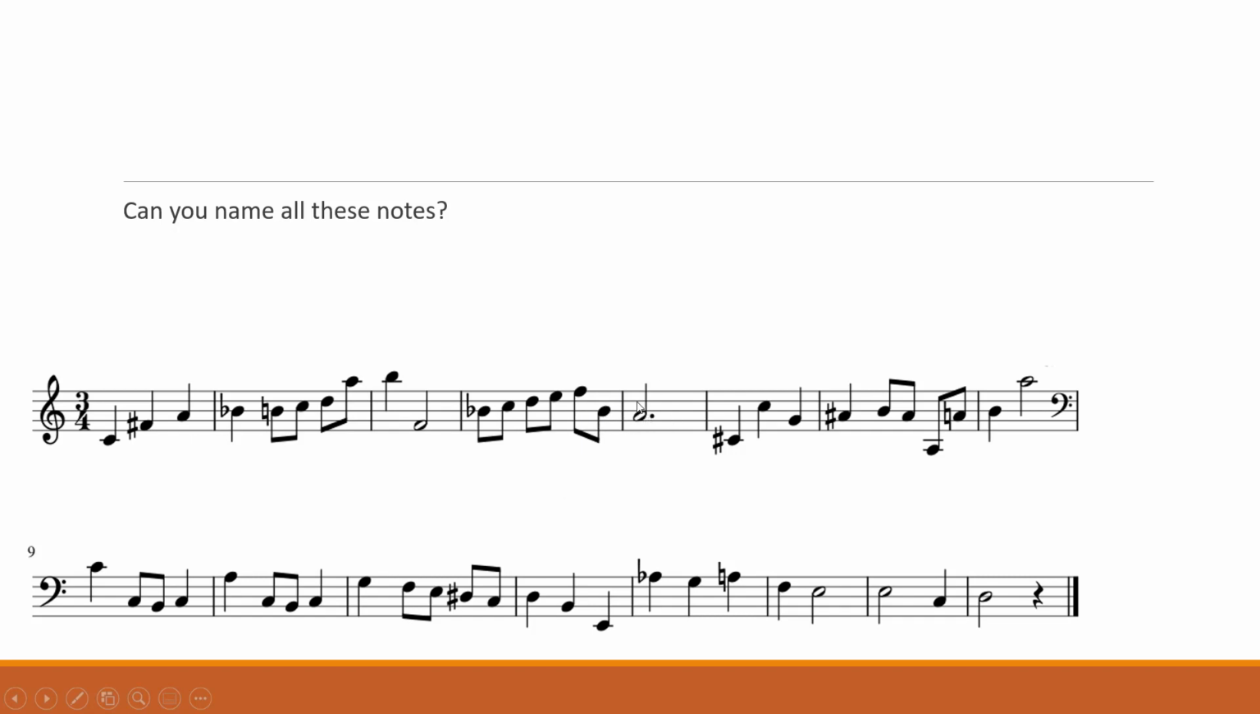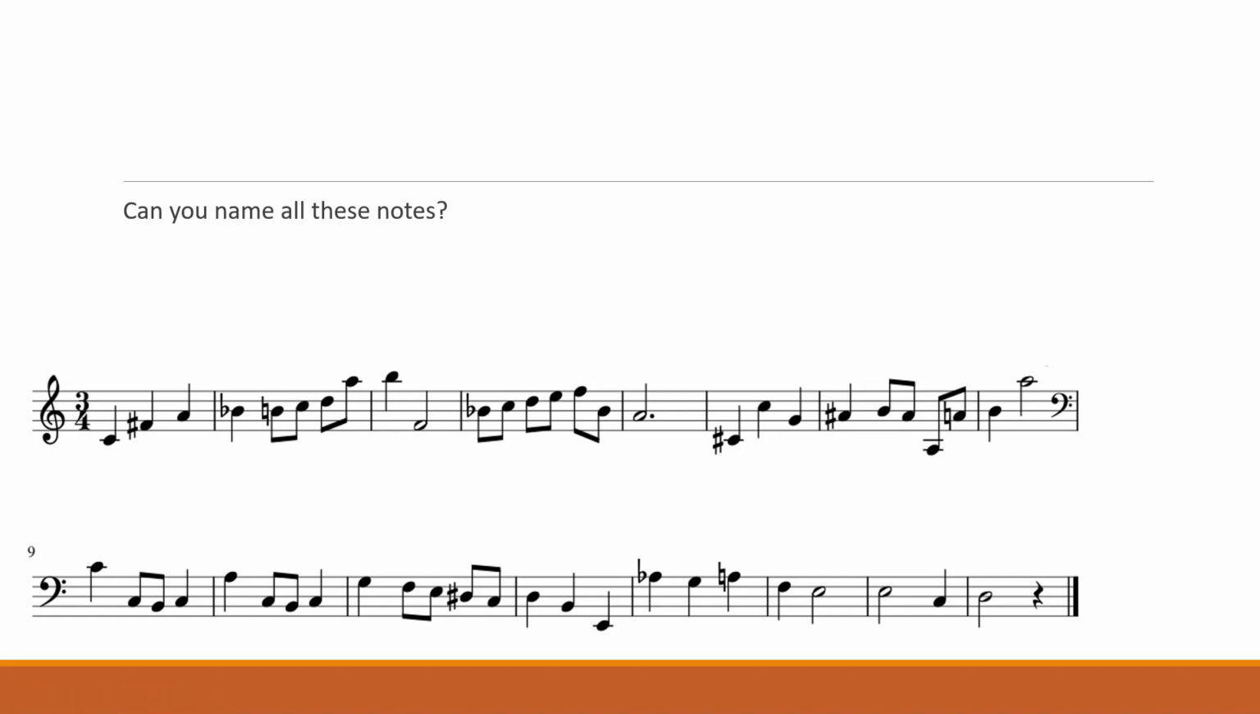Here we have an A. This is a C sharp. And now we see something that I have not taught before. Here we see a C. And even though we see a sharp sign, this note is still a C natural.